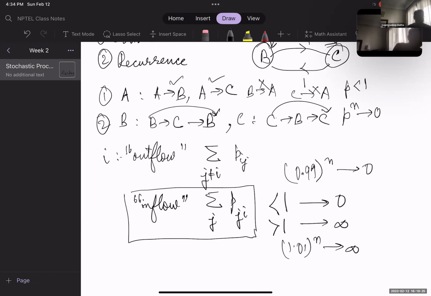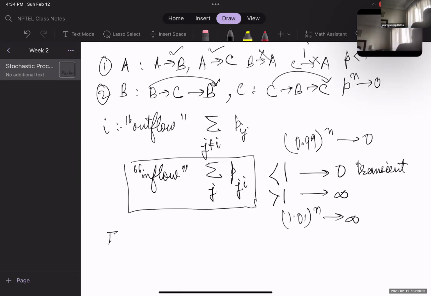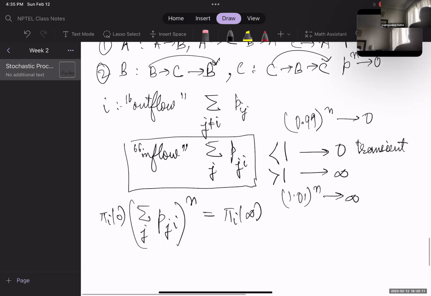All of these are inflow probabilities. I mean, you do understand, right? Initially you are at state i with some initial probability pi_i, and then the summation of P_ji will be multiplied to the power n, and that will give your probability pi_i at 0 times this will be pi_i at infinity, the probability that you will still be in the state i. So if this quantity is less than 1, you will multiply it infinite times, this will eventually go to 0. So at infinity, you won't see this state anymore. That is why it's transient.